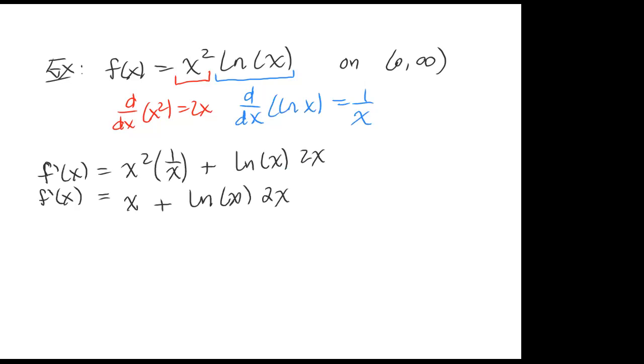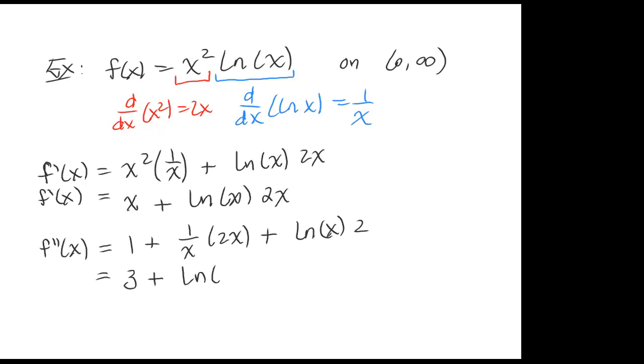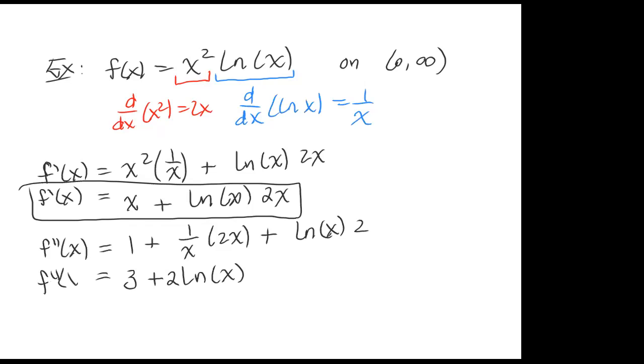While I'm at it, let's go ahead and find the second derivative, f double prime of x. And just for the sake of time, I'm going to assume that you know how to find it, so I'm going to do it quickly. It's 1 plus, using the product rule, 1 over x times 2x plus natural log of x times 2, which is equal to 1 plus 2 is 3, plus natural log of x, and I'm going to put the 2 out front. So that is the second derivative. My first derivative here, second derivative here.